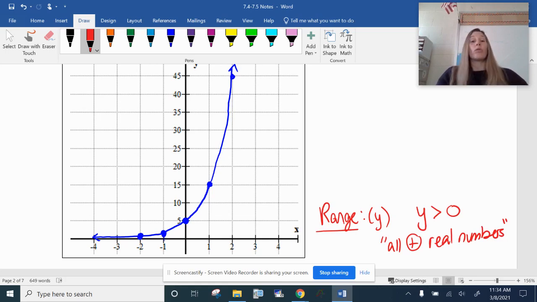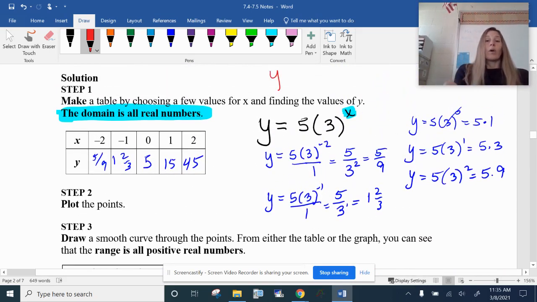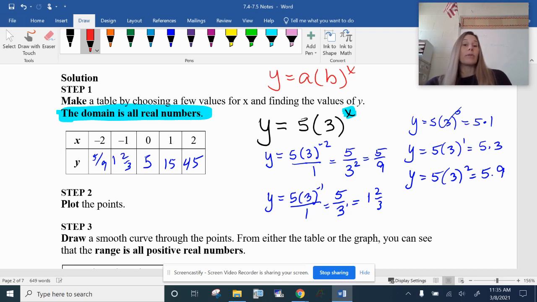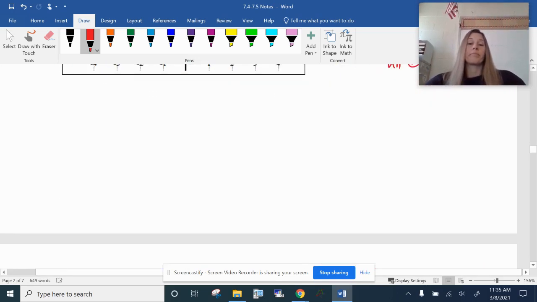Every single exponential growth function that we're doing here is going to have the domain of all real numbers. And if it's in this basic format where we just have y equals a times b to the x, it's always going to level out at that x-axis. So we will have the range being y is greater than 0, all positive real numbers.